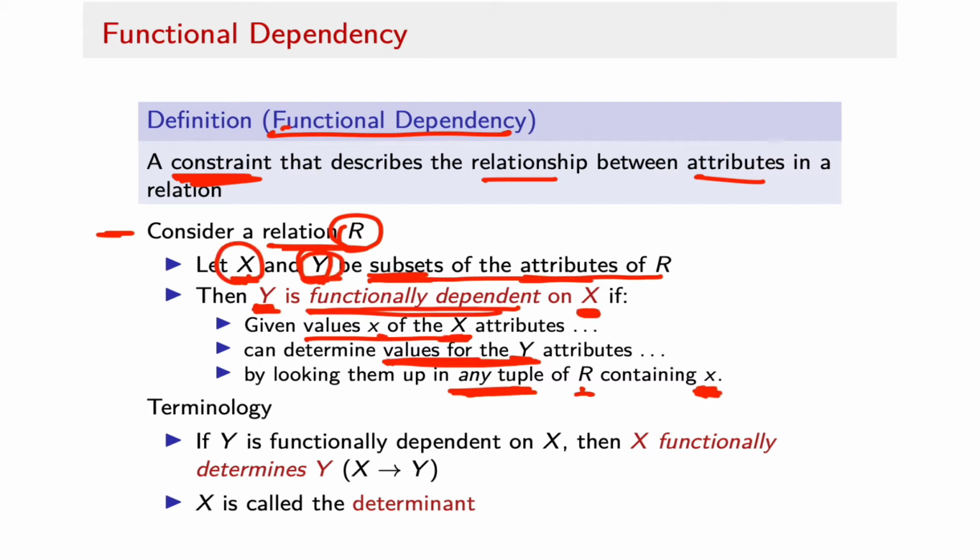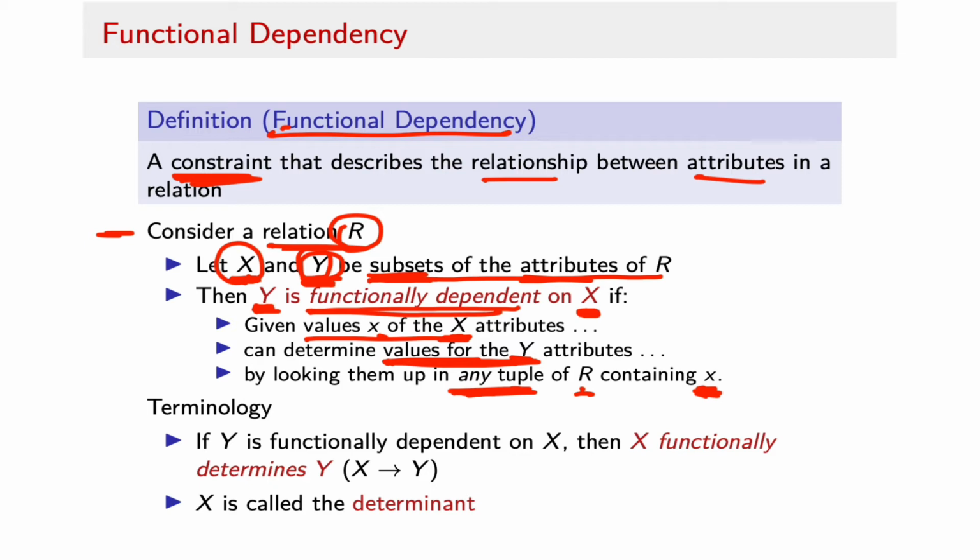Now, to give that some specificity, let's go back and think again about that relation with the employee ID and the first and last name. To flesh out this definition with some specifics, we would say, for example, that X could be the set of just one attribute, the employee ID, and Y could be the set of two attributes, the first name and the last name.